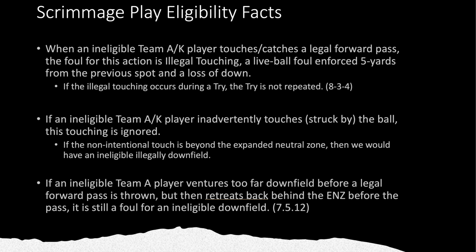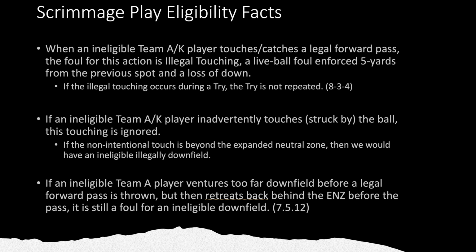If an ineligible offensive player inadvertently touches or is struck by the ball, so think of a quarterback throwing a ball over the line of scrimmage and it hits the snapper, the center, in the back of the head, that touching is ignored. But if that non-intentional touching is beyond the expanded neutral zone, which we know is 2 yards into the defensive backfield, then we would have an ineligible illegally downfield, because we have a legal forward pass that crosses the neutral zone and is inadvertently or intentionally touched by an ineligible receiver.